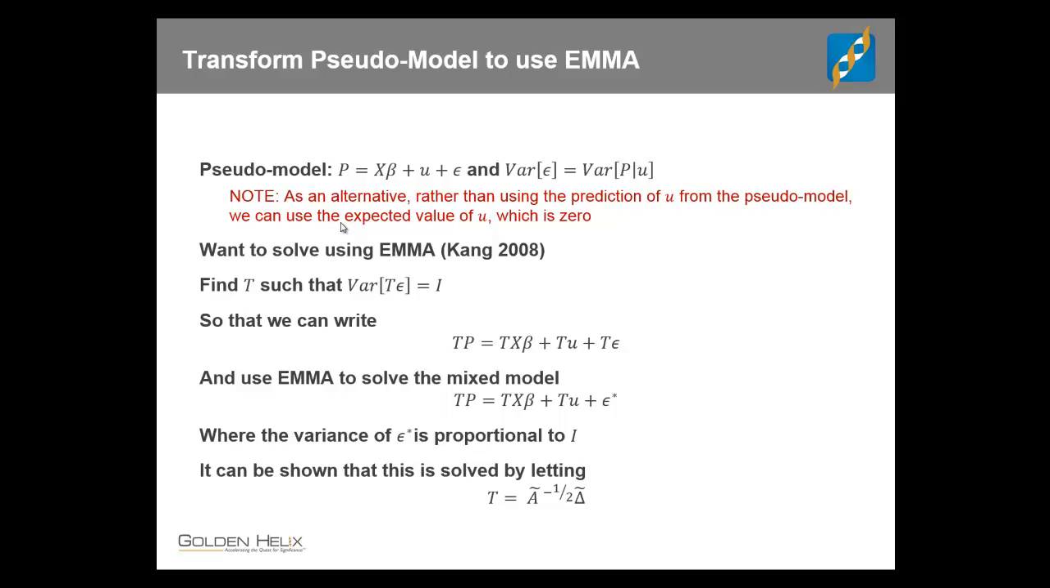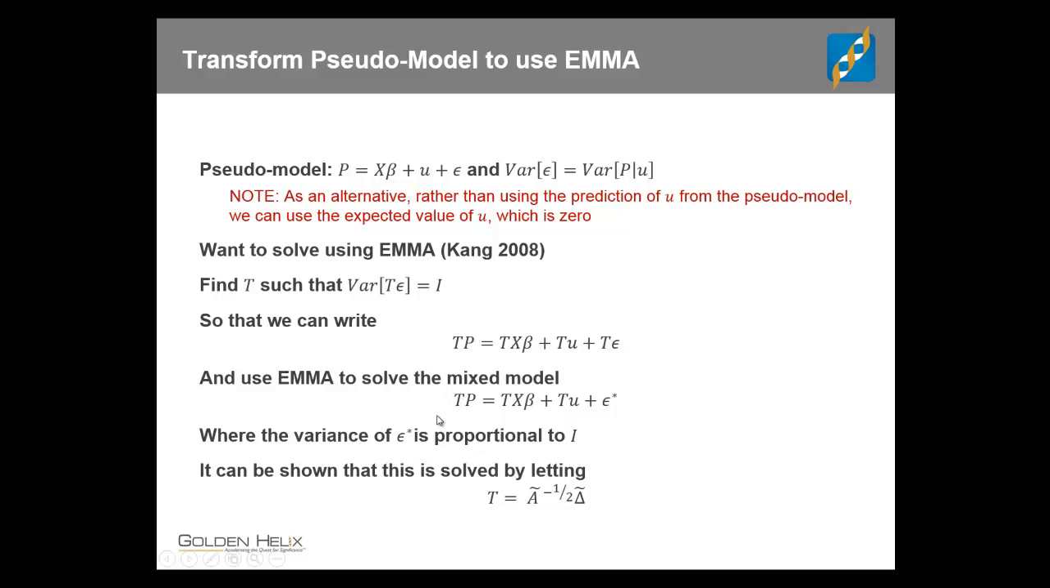Now, we want to use EMMA to help us solve this model and make it faster and more feasible on a genome-wide scale. But EMMA assumes that the variance of the errors is a multiple of the identity matrix, which is not what we have here. Thus, to use EMMA, we must first transform our pseudo-model to another model. So we want to find a matrix T such that the variance of T epsilon is equal to the identity matrix.